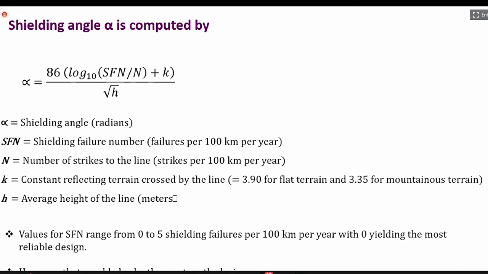Okay, but on the other hand, if you say two shielding failures per year is okay for me, then you put two for SFN, then you will find that your alpha value will be larger than the previous case. So that means you can get a smaller number of shielding wires. Also, you can see that the greater the H, the smaller the alpha value, so taller transmission lines need more shielding wires. Hope that you understand. And with this equation, you can easily calculate the protective angle.